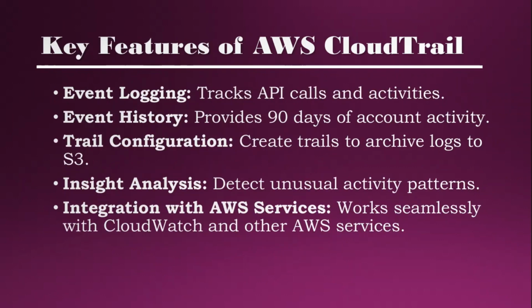Now, let's move to the key features of CloudTrail. First, it logs all your API calls and activities across AWS services. You also get 90 days of event history. So if you want to check something that happened a month ago, no problem. Want deeper control? You can create custom trails to store logs in an S3 bucket for longer retention.